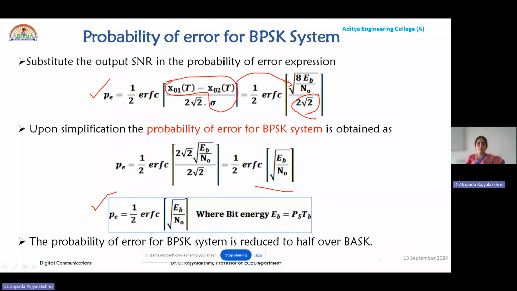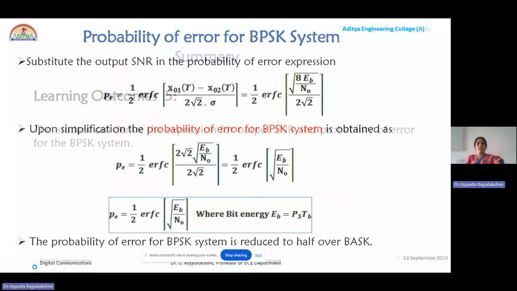So you will get half erfc of root Eb by N naught as the probability of error for BPSK. So if you want to compare the probability of error for BPSK and BASK, in BASK we obtained the probability of error as root Eb by 4 N naught. But here it is root Eb by N naught. So we can say that the probability of error is reduced to half over BASK. So because the probability of error is reduced, obviously the SNR for the BPSK system is better when compared to ASK.